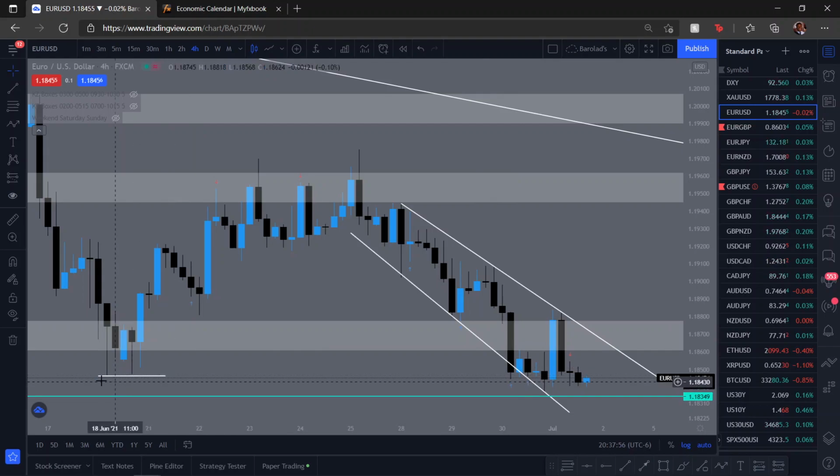I expected a run below the equal lows, so I should have been a bit more patient actually. But yes, we did get that run below, and I took another entry down here. As you can see, my long entries down here. I took two long entries down here in addition to this one here. And what happened was the price played around this area for a little bit, and then we had a bullish engulfing candle.